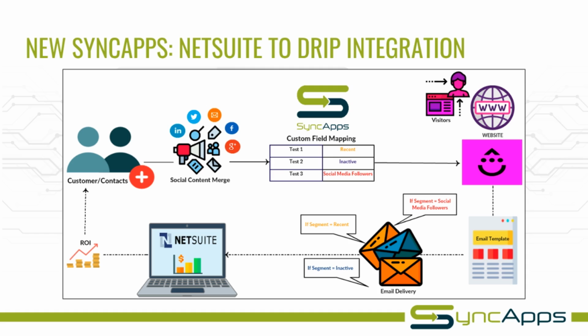So here is basically a flowchart on how NetSuite to Drip integration works. Again, we take your NetSuite contacts and customers. You could use SyncApps custom field mapping, and we sync those over to your Drip email campaign, and you send out your email campaigns from Drip, which in turn is going back to NetSuite as a custom record, and your sales team could definitely improve and increase your ROI by having an integration between NetSuite and Drip seamlessly and limitlessly with SyncApps.